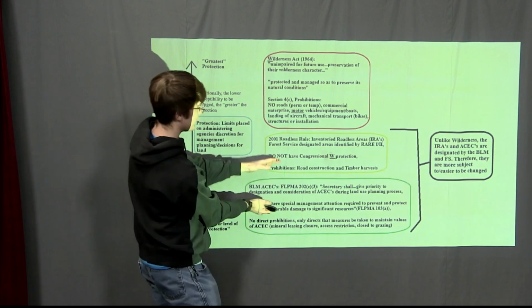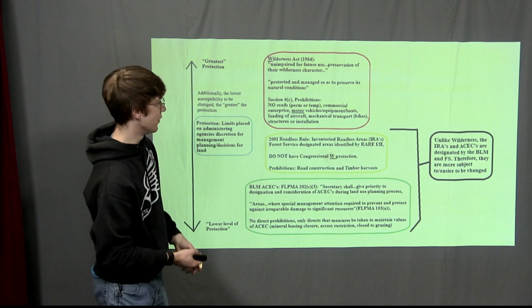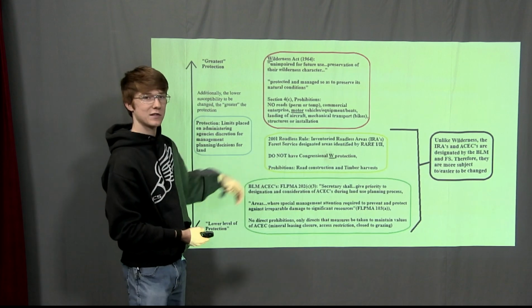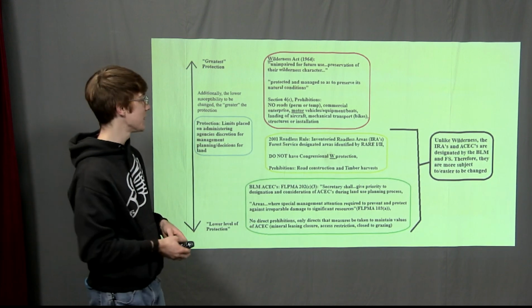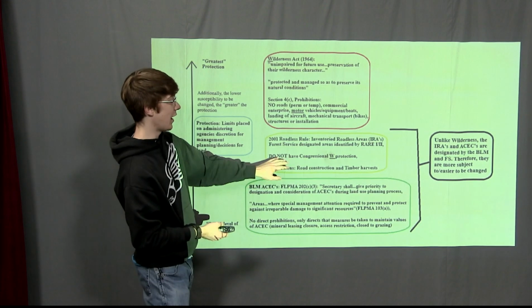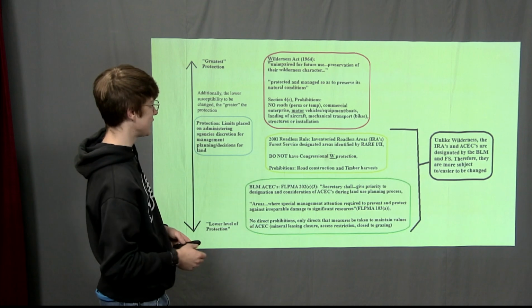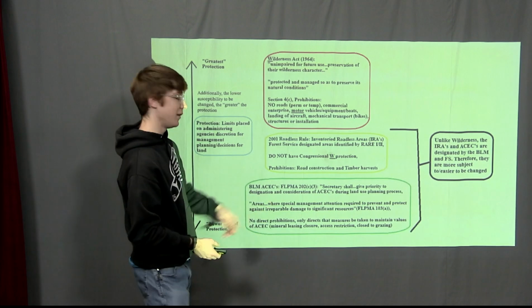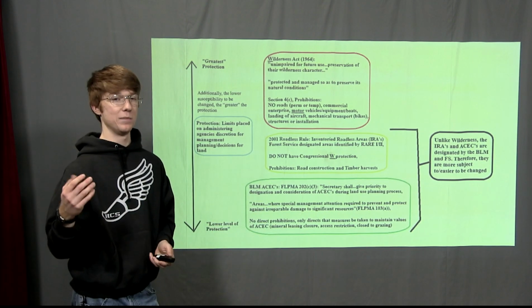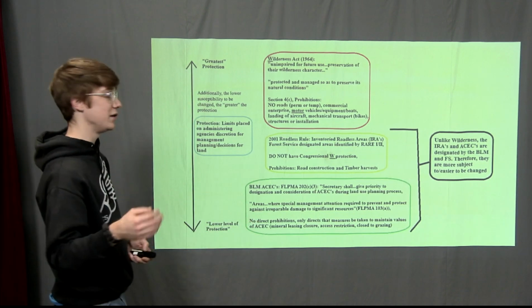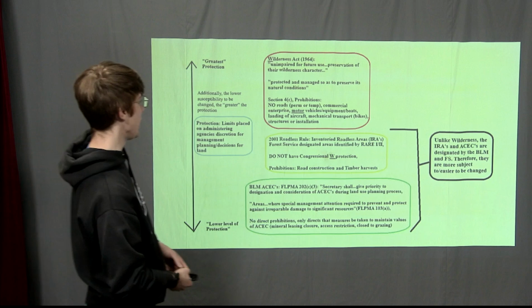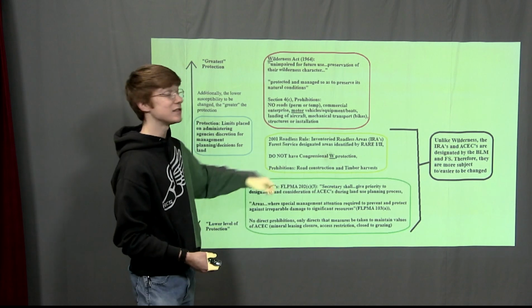And then, with the roadless rule and the ACECs, these are designated by the Forest Service, prior to the RARE 1 and RARE 2 reviews. These don't have that congressional wilderness protection. And then these BLM ACECs are designated by the Bureau of Land Management in the RMP process, or RMP amendment process. So these two are designated by agencies.